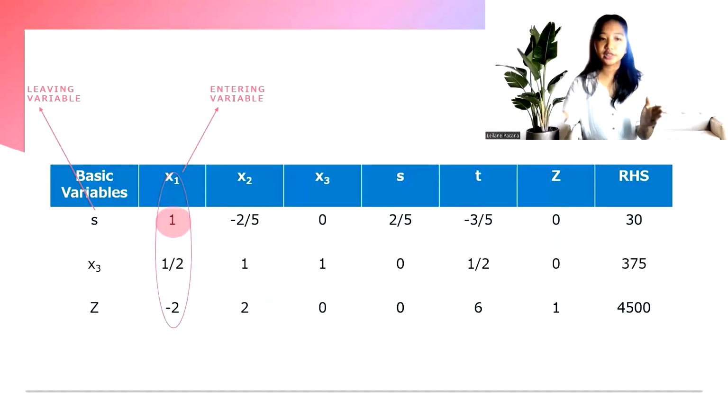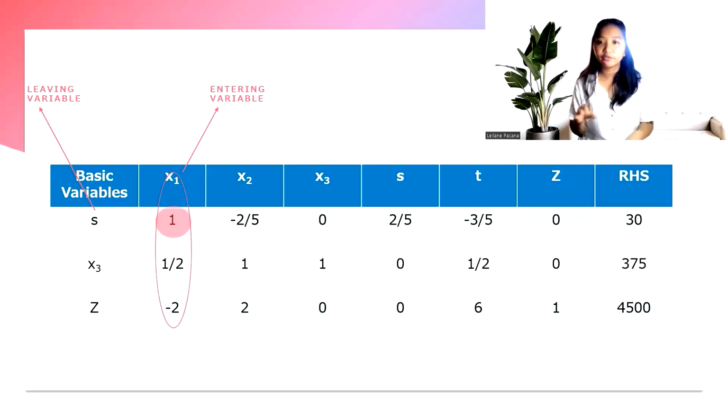As you can observe, we have 1 as our pivot element. And of course, we have to determine our entering and leaving variable again. Our entering variable will be where the variable in the pivot column is. So that's x sub 1. And our leaving variable is on the pivot row. As you can observe, that is s. So s will be replaced by x sub 1. And now we have to make all the entries in the pivot column 0 except for our pivot element.